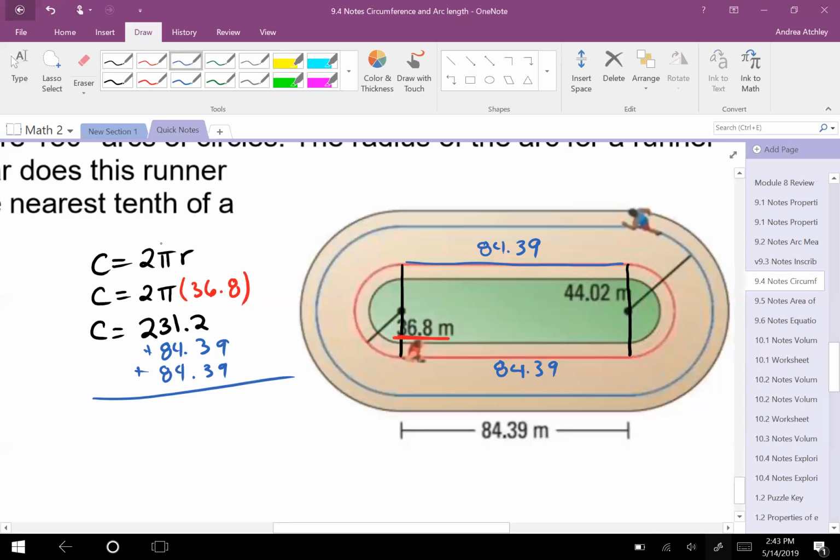No, because we did the whole circle and put our two halves together. So there's not two of them, there's just one whole circle. If I did just half of the circle, then I'd have to multiply by 2. But I just added together.